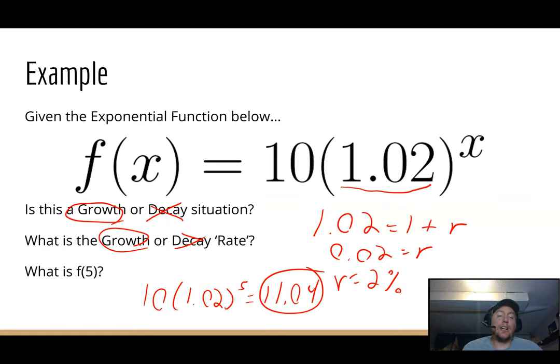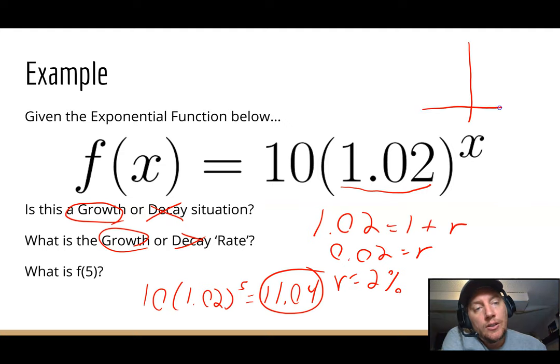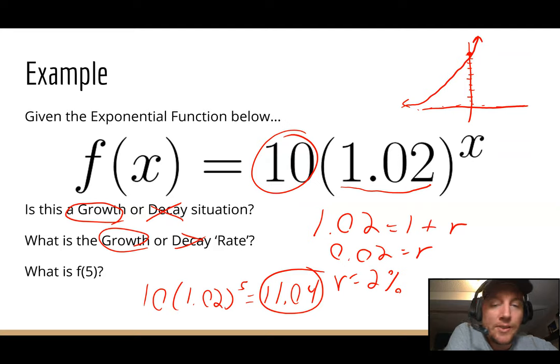Okay. If we were asked to graph it, it's relatively simple. First of all, they all have a horizontal asymptote at zero unless it's been shifted. Second of all, the starting population is where we start. So our graph is going to look something like that. Okay. That's pretty much all you got to worry about.